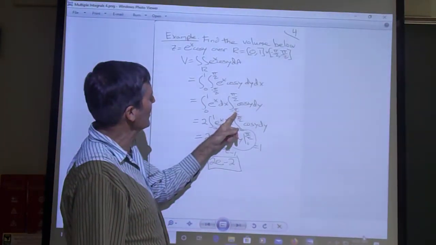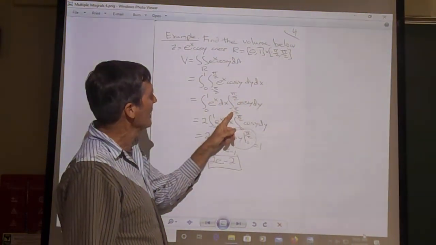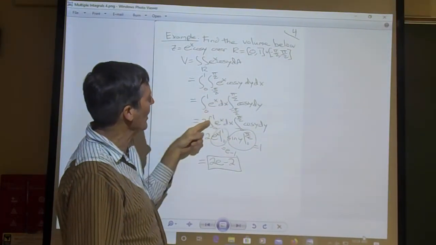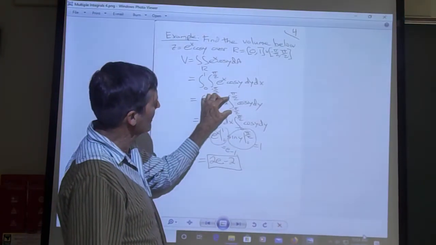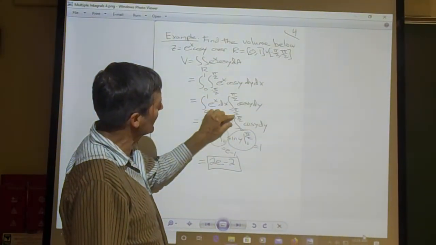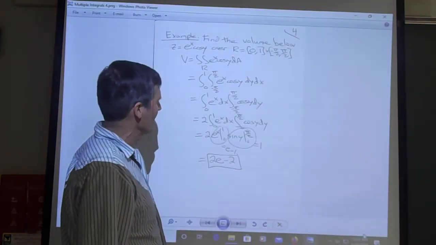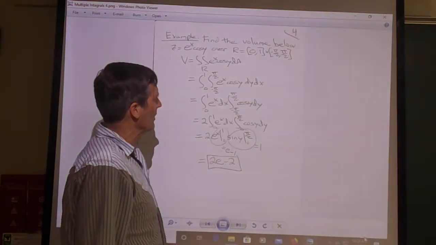Instead of going from minus pi over 2 to pi over 2 of cosine y, cosine is an even function, right? The integral from minus anything to plus the same thing is twice the integral from 0 to the top. So this is twice the integral from 0 to pi over 2, so I'll put a 2 out here and integrate from 0 to pi over 2 instead. That's a symmetry thing that's really useful, just like it was in calculus 1.